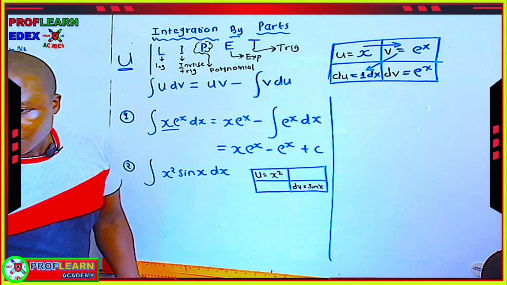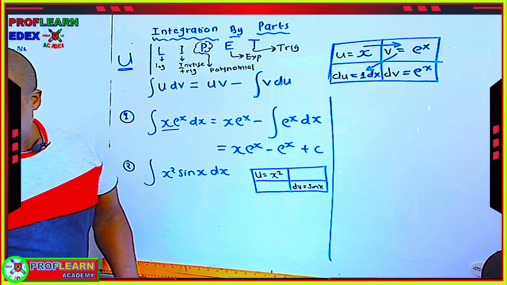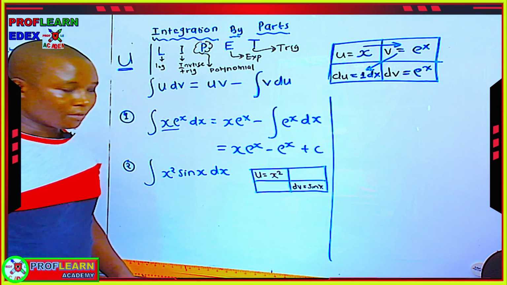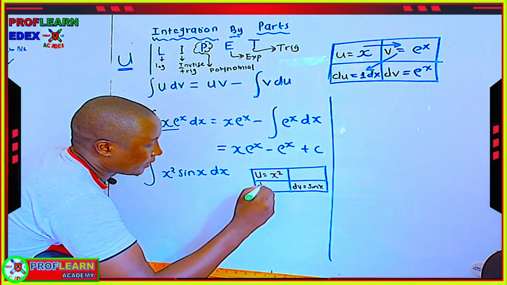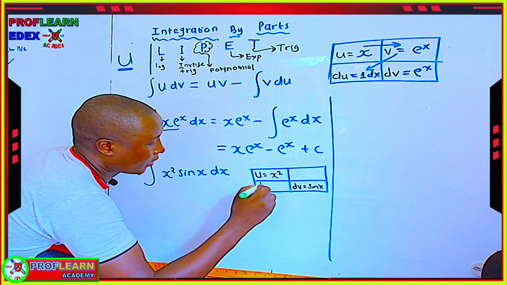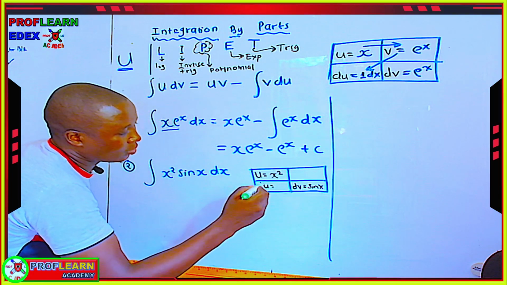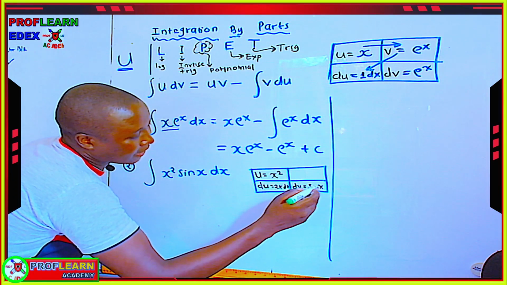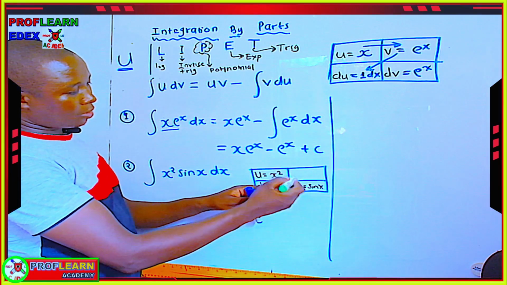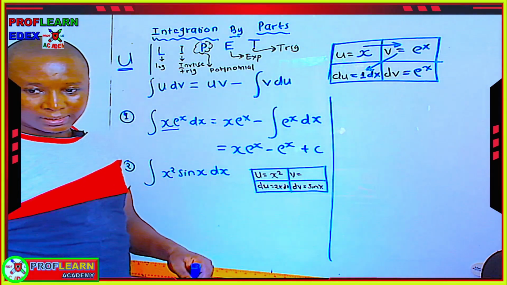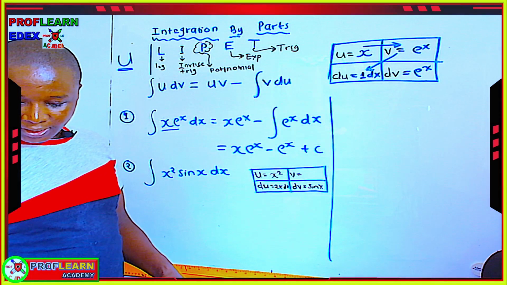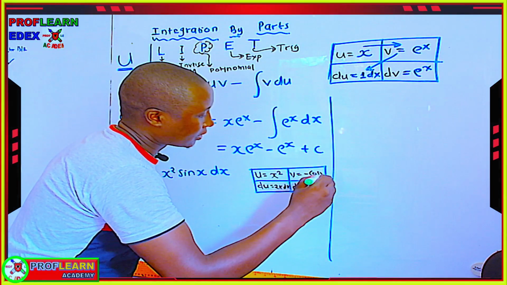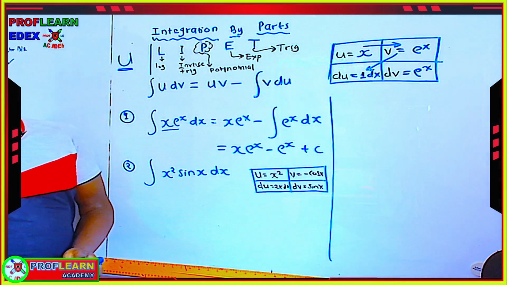Now, once we have done that, we are going to find du. Differentiating this, we are going to get du equals 2x dx. Here we have dv, so we shall go to v, we are going to integrate that. If you integrate this, what are you going to get? You are going to get negative cos x. Yeah, negative of cos x.